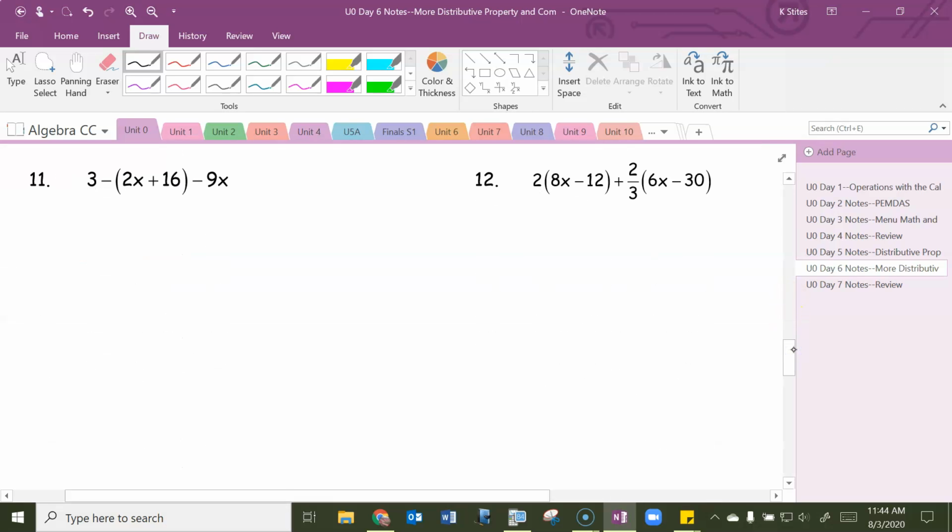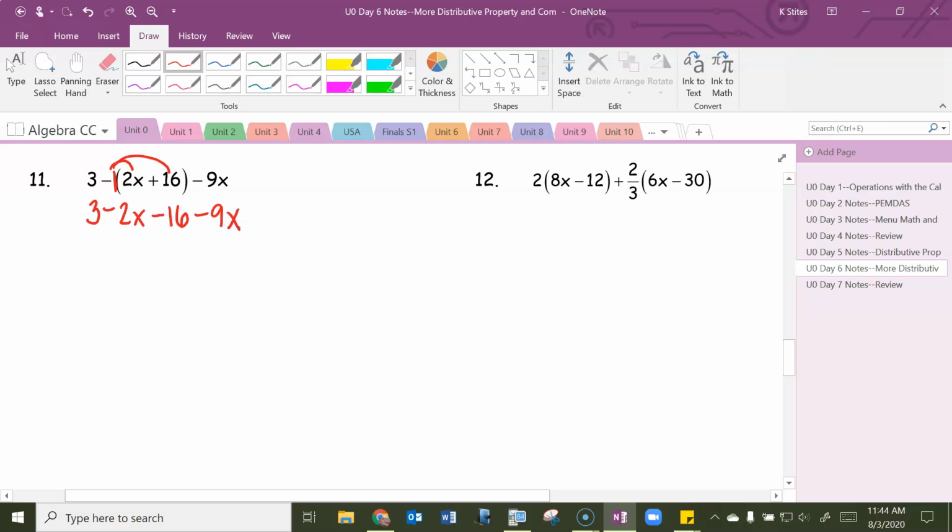Number 11 is similar to the one we just did, but it's got a little more going on. You still need to be distributing this -1. Ignore everything else. Distribute that -1 first. -2x, -1 times 16 is -16. Then you can bring everything else down.